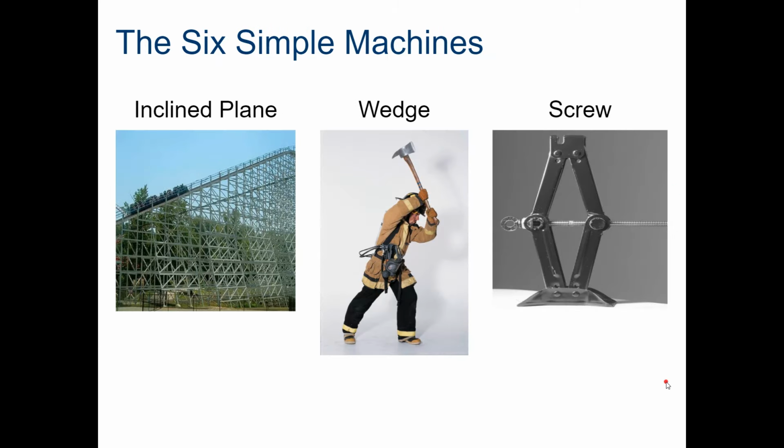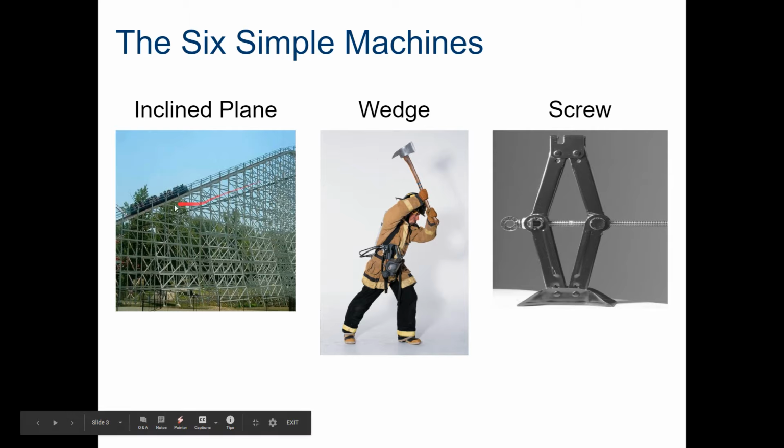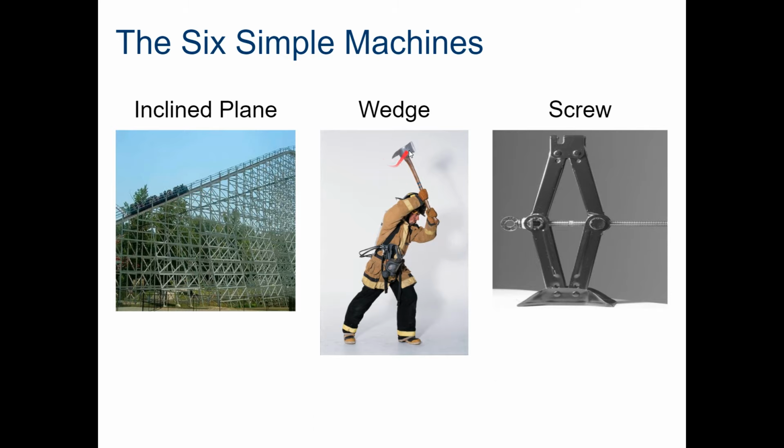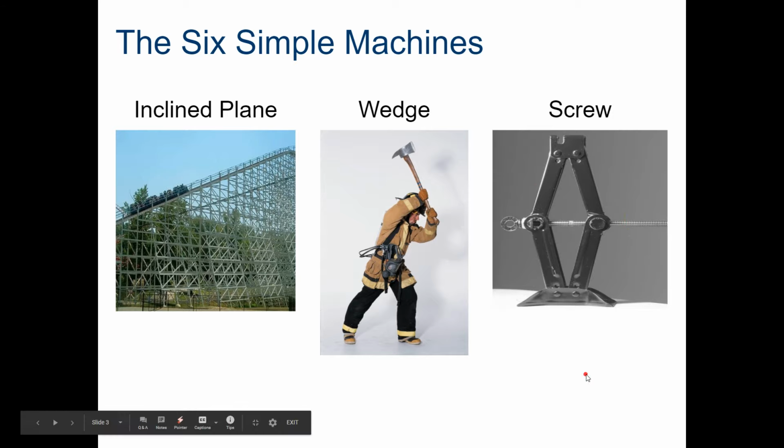Now, there's a total of 6 simple machines. Here's the other 3. We'll talk about these at another time. Inclined plane over here on the left, roller coaster going up the inclined plane. The wedge, not the fireman. The wedge here is the tip of that axe right there. And then we're going to talk about screws. We'll talk about threads. The screw will be the most complicated type of simple machine that we do talk about.